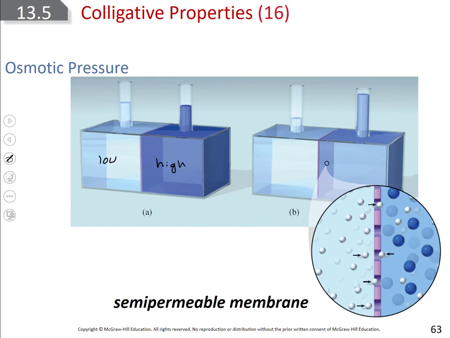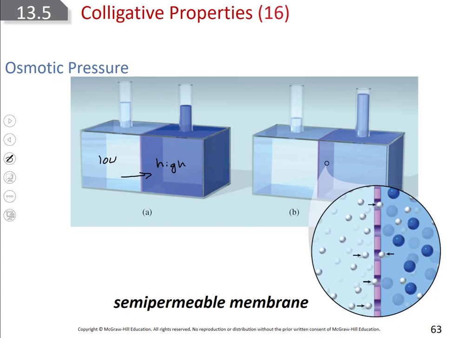So which direction is the water more likely going to go? Towards here. It's going to go in that direction, because what it's trying to do is lower the concentration on the high concentration side. The concentration, in this case, is whatever these purple particles are. It's going to try and dilute the other side. So that's osmosis through that semi-permeable membrane.